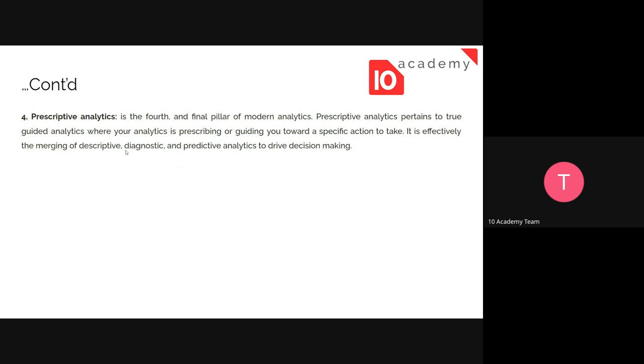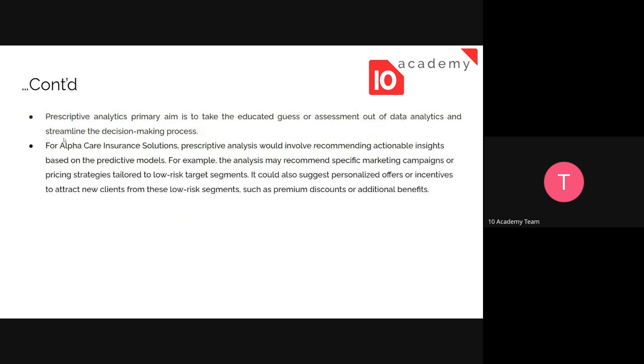It is effectively the merging of descriptive, diagnostic, and predictive. Every step or analysis mentioned in the above part is used in order to make recommendations and things like that, right? So let's see what type of recommendation will be useful or will benefit the company in our case. Prescriptive analysis's primary aim is to take the educated guess or assessment out of the data analytics and streamline the decision-making process. For this specific case, it will involve recommending actionable insights based on the predictive models.